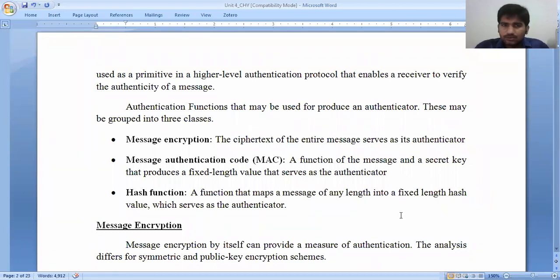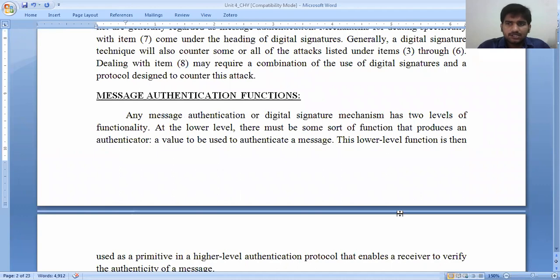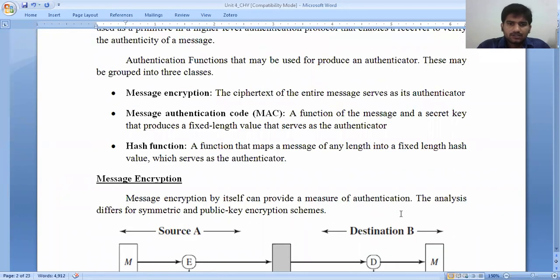One is about message encryption, another one is message authentication code, that is MAC, and another one is about hash function. So these three are the message authentication functions. We know what is encryption: transferring from original text to ciphertext.